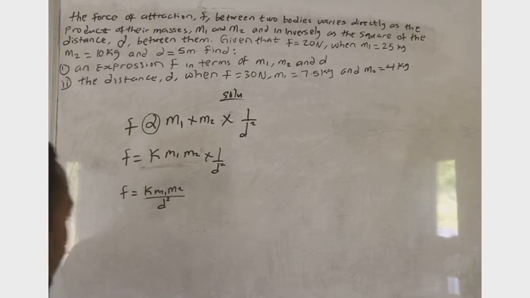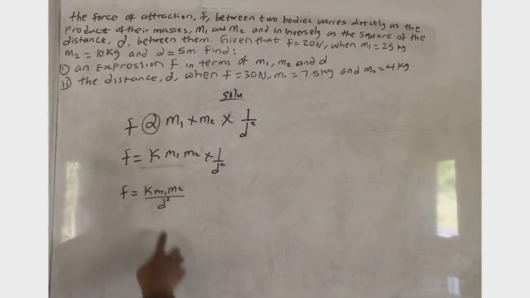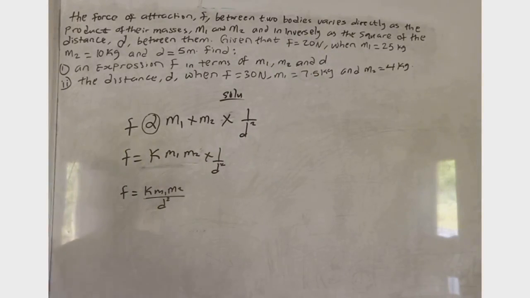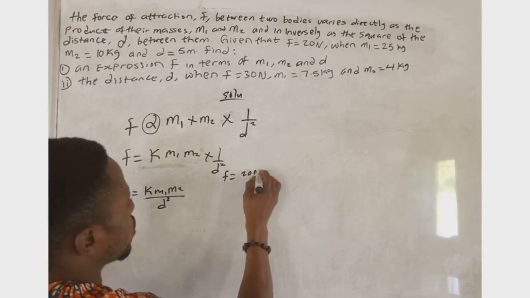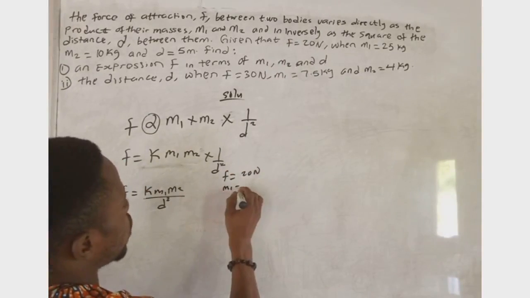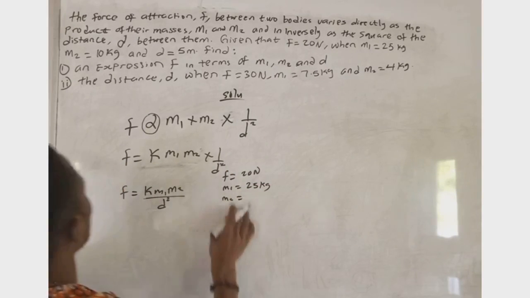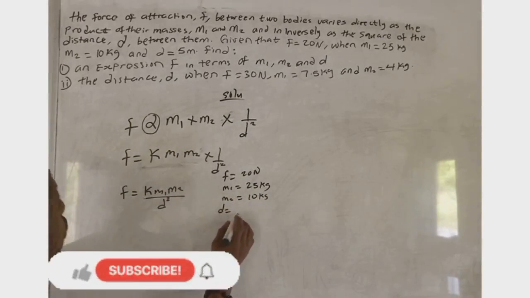For this, you can make k the subject of the formula. We can do it in two forms. Should I make it the subject of the formula, or should I just put our data? Okay, let's put our data. So let's write our data out. We have our F equal to 20 Newton, M1 equal to 25 kg, M2 equal to 10 kg, and our distance, which is 5.